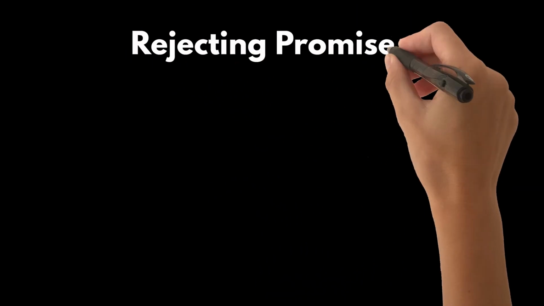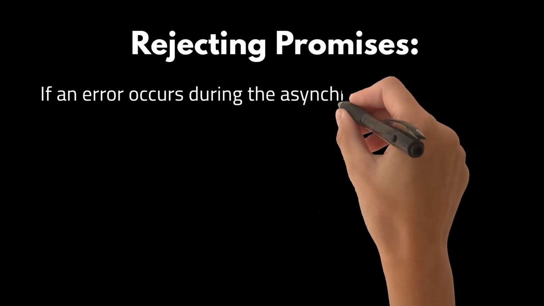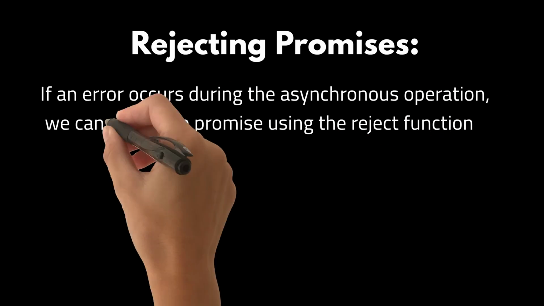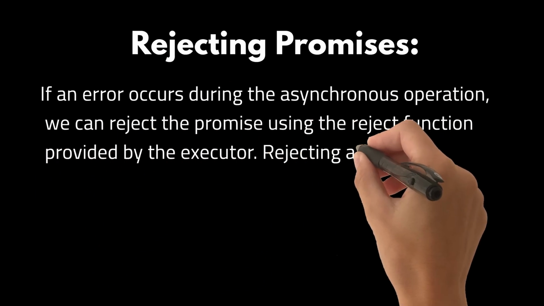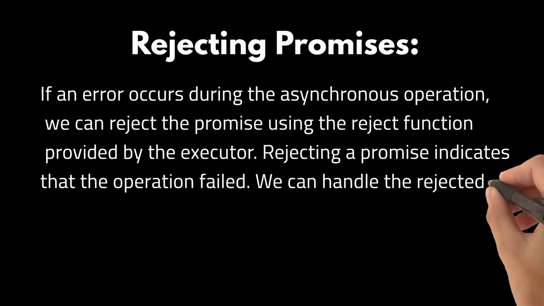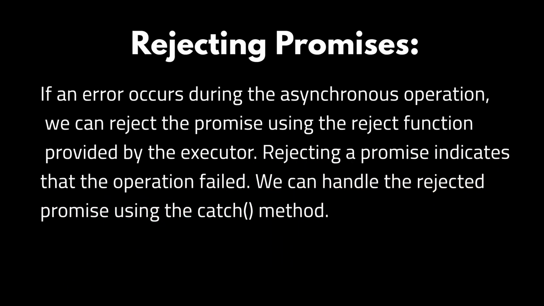Rejecting promises. If an error occurs during the asynchronous operation, we can reject the promise using the reject function provided by the executor. Rejecting a promise indicates that the operation failed. We can handle the rejected promise using the catch method.